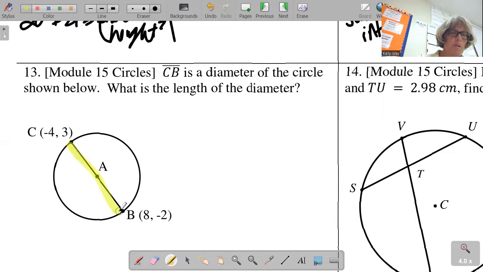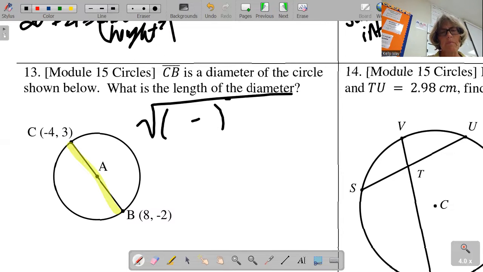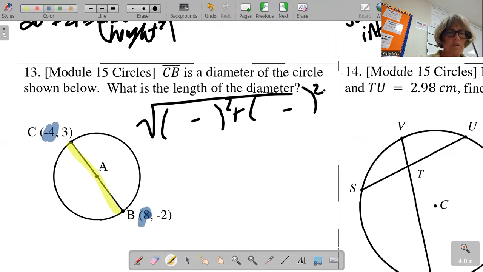What is the length of the diameter? That's just a distance equation. There's your distance equation. Your x's go here. Your y's go here.